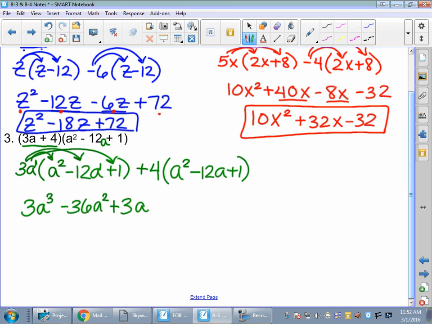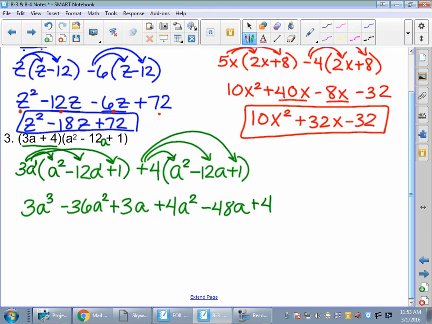And then the next 3 will be with the 4. So I'm going to take the positive 4 times a squared to get positive 4a squared. Positive 4 times negative 12a, negative 48a. And positive 4 times positive 1 is positive 4. So looking at my 6 products, this is a good place to check. I have 6 different products. That means I didn't forget any.